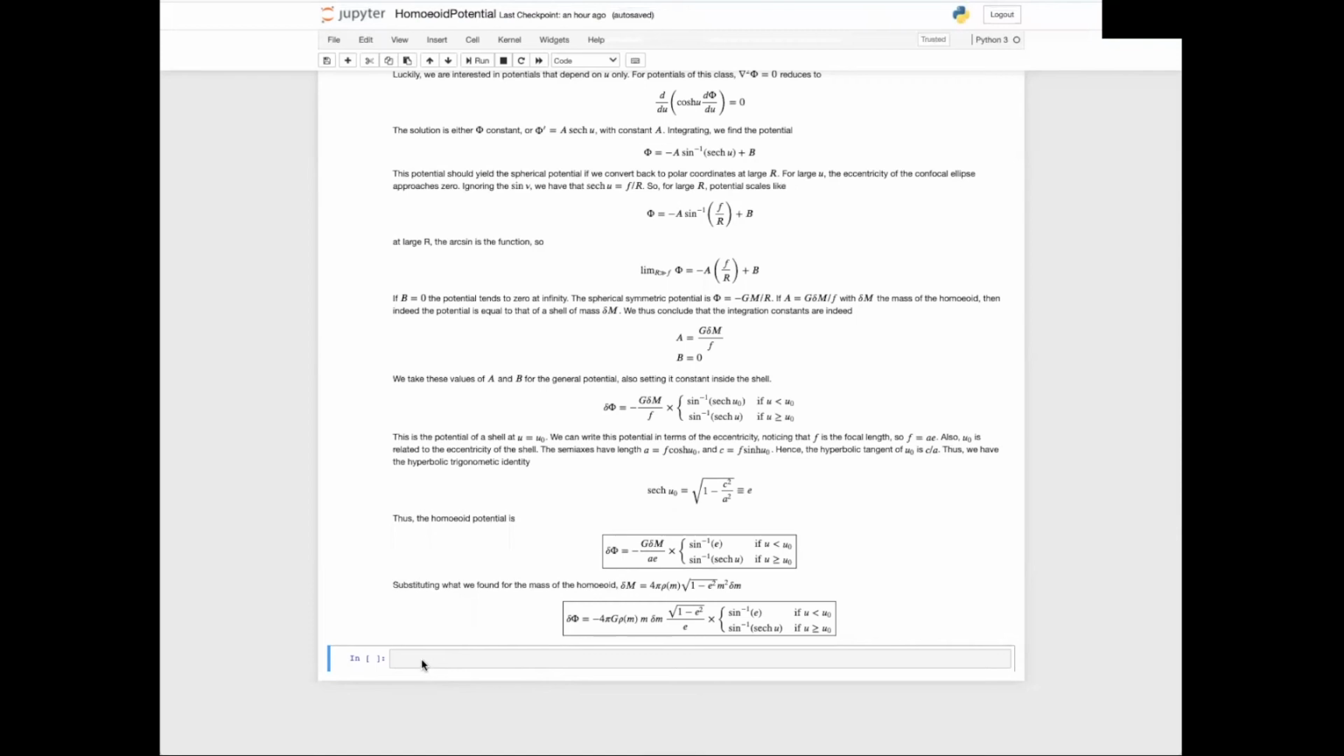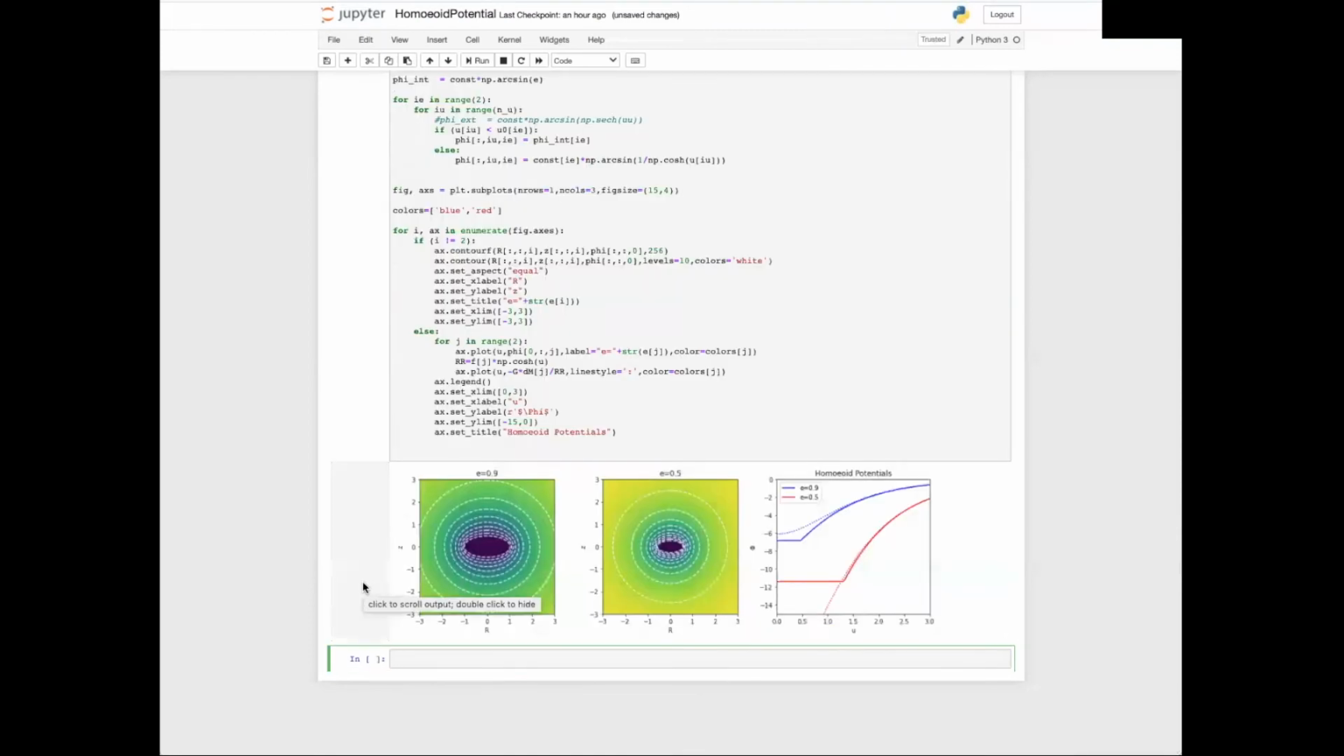So let's look at the potentials. There we go. This is the potential for a homoeoid of eccentricity 0.9. So it's bound here by this. So that's the shell here where the homoeoid is, the first contour. Inside, the potential is constant, and outside, as you see, the potential is becoming more circular. And this is the potential for a homoeoid of eccentricity 0.5. Again, here is where the homoeoid lies. Inside it, the potential is constant, and outside, again, you have these concentric ellipses until it becomes more and more circular. What is shown here is the potential as a function of u.